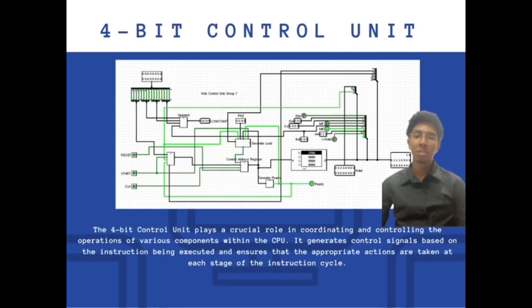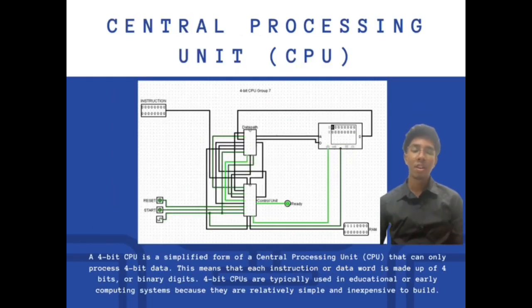This is the 4-bit control unit. The 4-bit control unit plays the crucial role in coordinating or controlling the operations of various components within the CPU. It generates control signals based on the instruction being executed and ensures the appropriate actions are taken at each stage of the instructions. And finally, this is the central processing unit, or we call CPU.